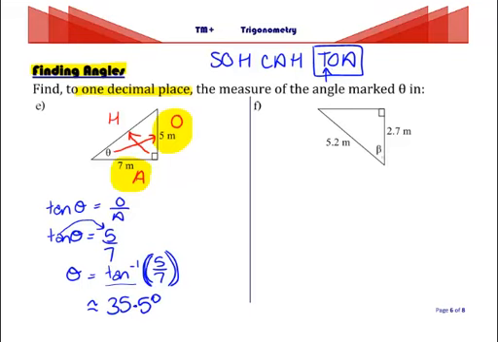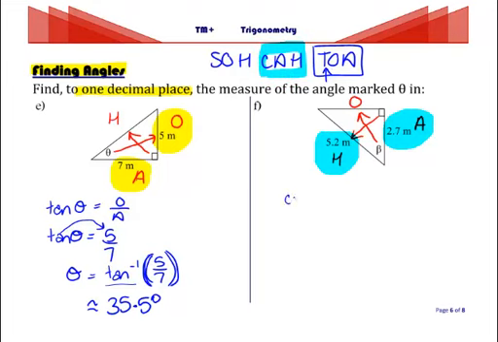Let's look at the next one. Well, we have a beta instead of a theta, but that doesn't matter. Go across from that, there's my opposite. Start at my right angle, go across, there's my hypotenuse. The other side is my adjacent. What have we got? 5.2 is hypotenuse, 2.7 is adjacent, so A and H. Look across here, A and H is cos.